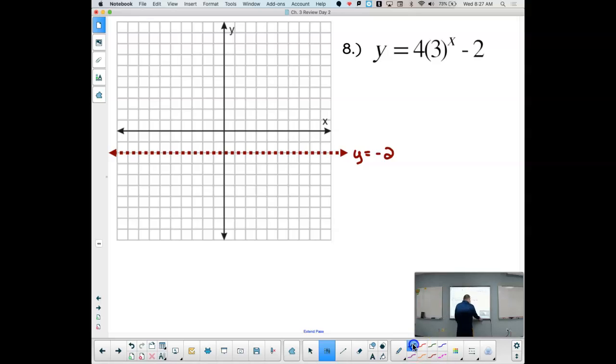Two easiest ones are when I have an exponent of 0 and when I have an exponent of 1. So x equals 0 and x equals 1. If x is 0, 3 to the 0 power, that's 1, times 4 is 4, minus 2 is 2. Exponent of 1, 4 times 3, or 3 to the first power is 3. 3 times 4 is 12, minus 2 is 10.